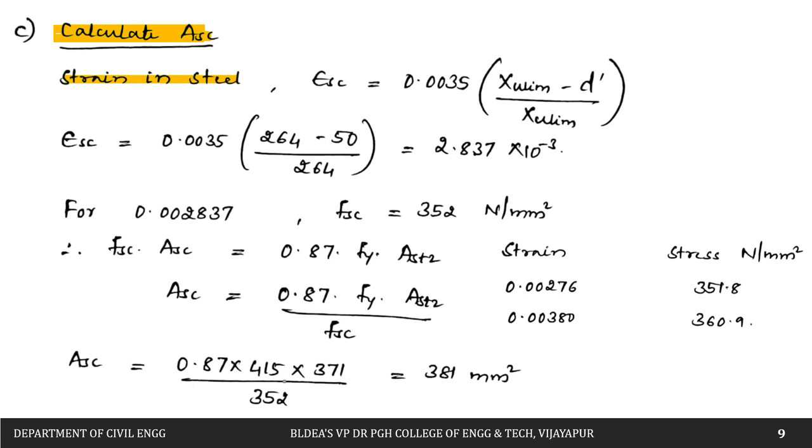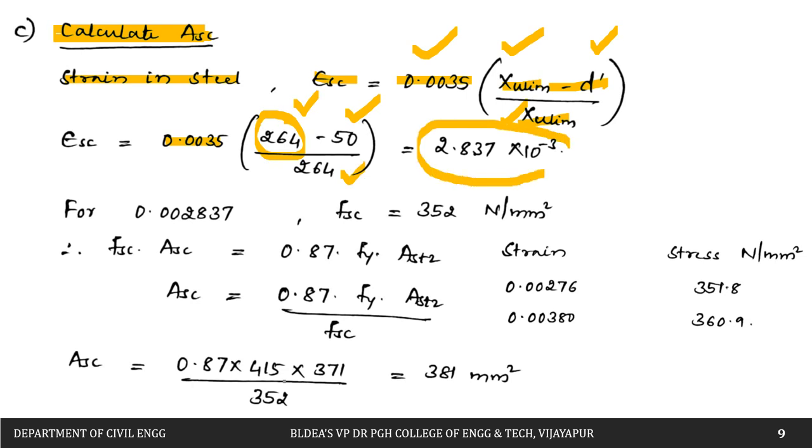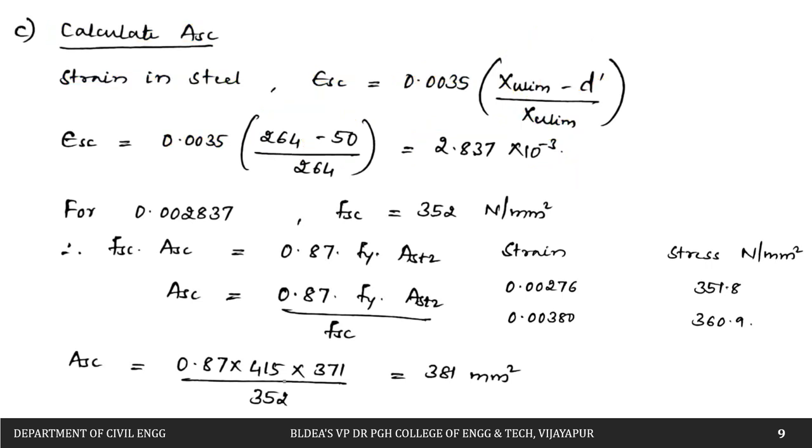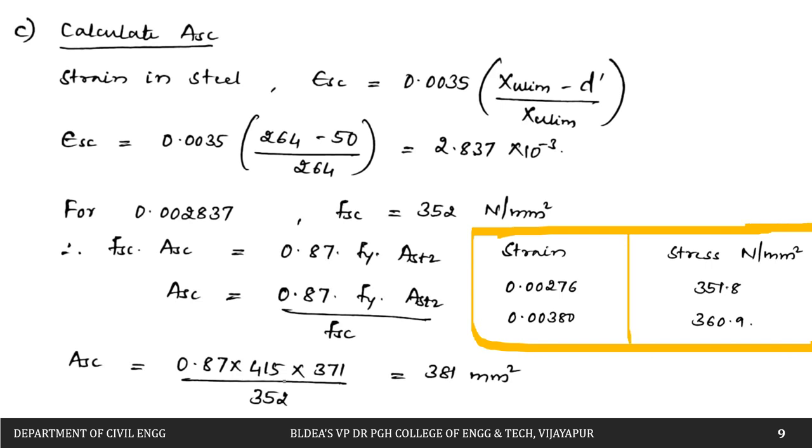Based on that formula, we'll calculate 0.0035 into (xu lim minus d dash) divided by xu lim. That is 0.0035, xu lim that is 0.48 multiplied by d, 550, you'll get the answer as 264. Minus d dash, which is nothing but the effective cover, that is 50, divided by 264. If you substitute, you'll get the strain in the steel as 2.837 into 10 raised to minus 3. Then next, initially they had given one chart, that is the strain and the stress value. Based on this, we'll calculate the stress.